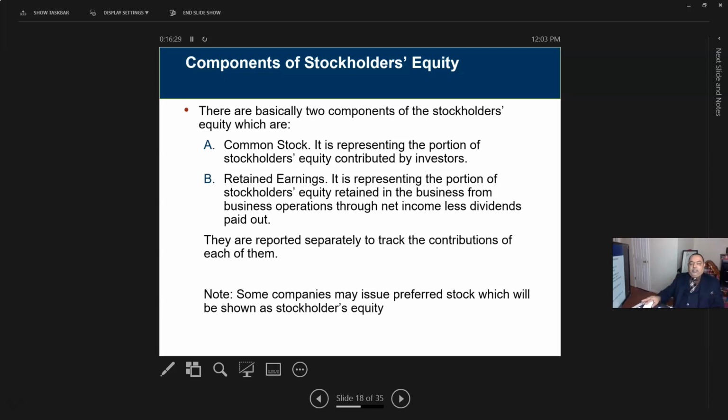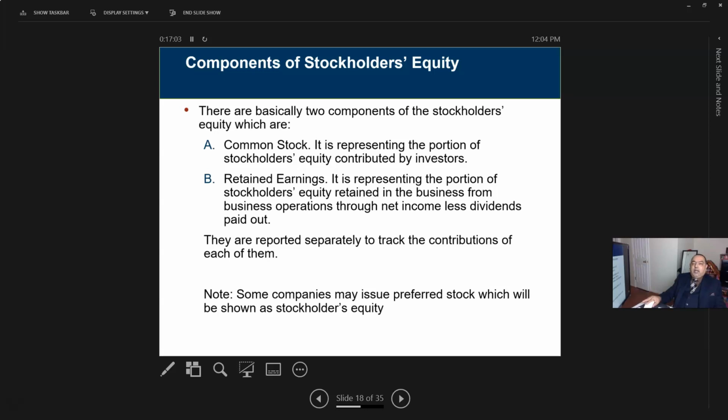Now we go into a little detail about the components of stockholders' equity. There are basically two components of stockholders' equity, which are common stock and retained earnings. They are reported separately to track the contributions of each of them. Some companies may issue preferred stock, which will be shown as part of the stockholders' equity. So in the stockholders' equity component, you will have the common stock and maybe sometimes preferred stock, and the next would be the retained earnings.